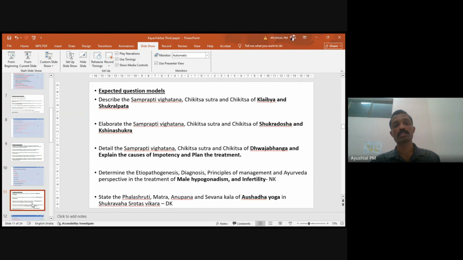Second question: elaborate the Samprapti, Vighatana, Chikitsa Sutra, and sequence of Shukra dosha and Kshema Shukra. Kshema Shukra is a type of Shukra dosha itself. So Shukra dushti treatment covers all these things.